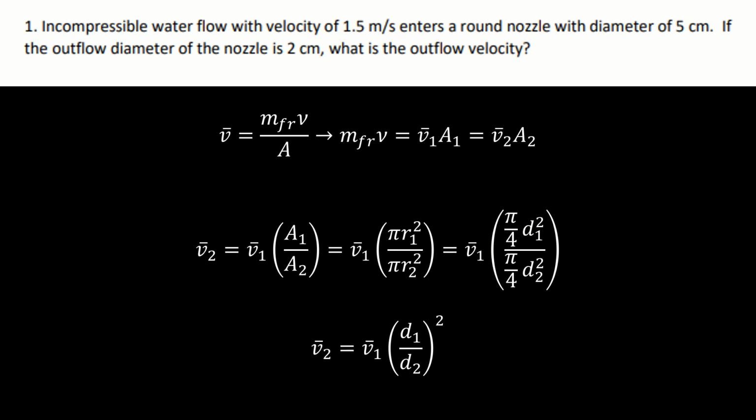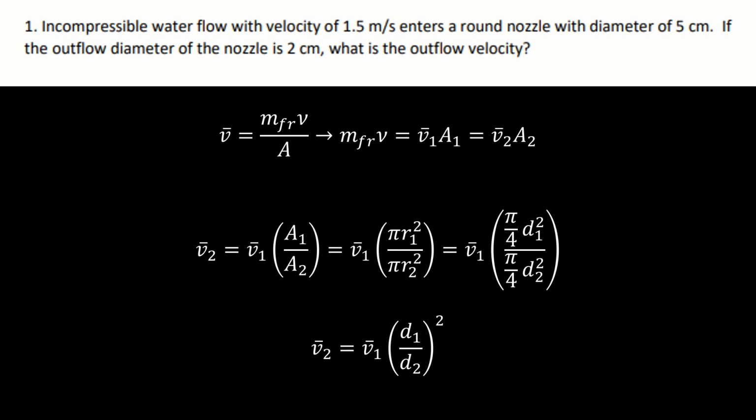Therefore, if we solve our velocity equation to leave mass flow rate and specific volume on one end, then we essentially have our initial and final conditions for velocity multiplied by area set equal to each other. So velocity 1 times area 1 equals velocity 2 times area 2.